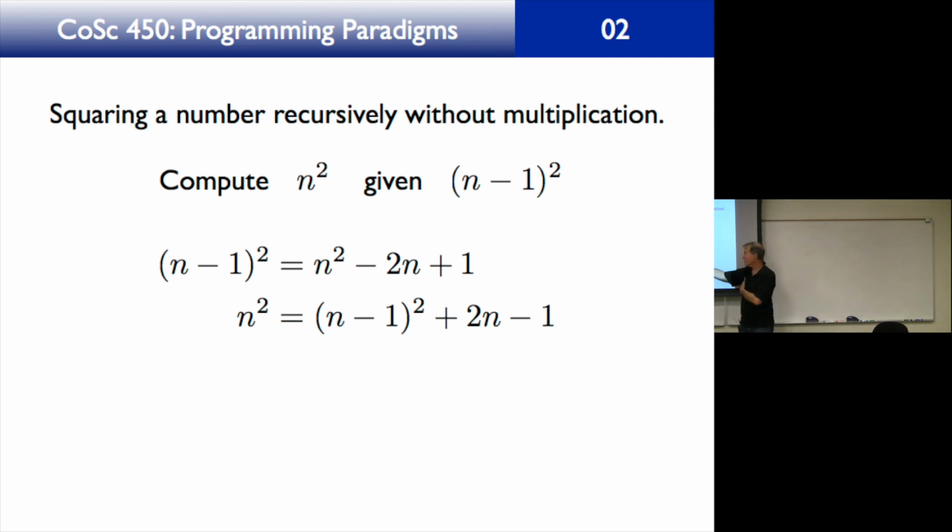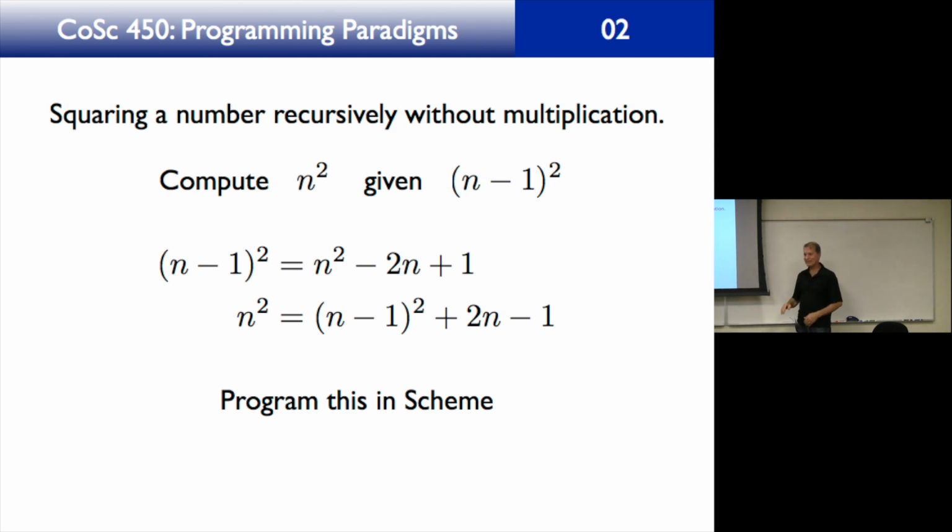But it's not this times n. What is it? Instead of times n, it's plus 2 times n. But we want to do it without multiplication. That's easy, because what's another way to write 2 times n without multiplication? n plus n, and then minus 1. And there you have it.